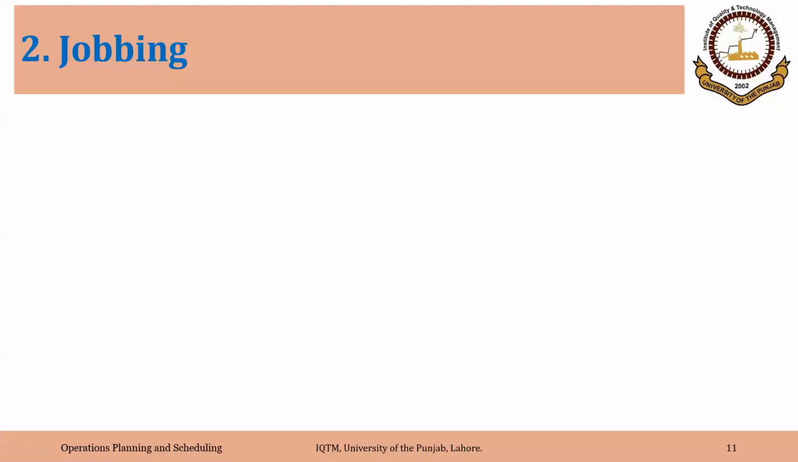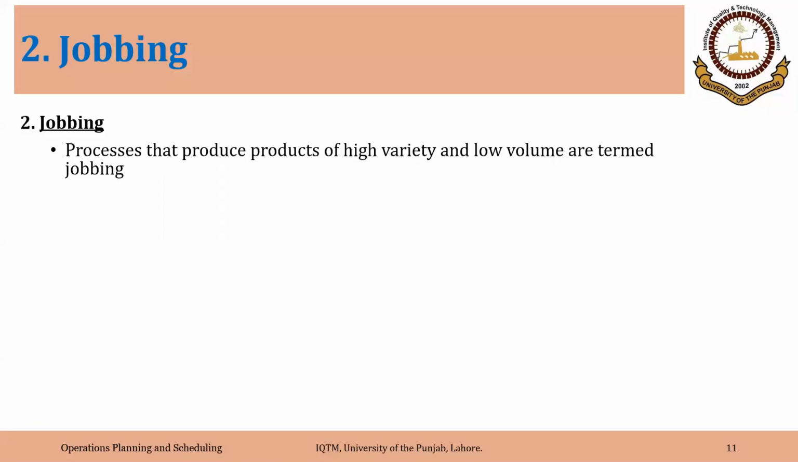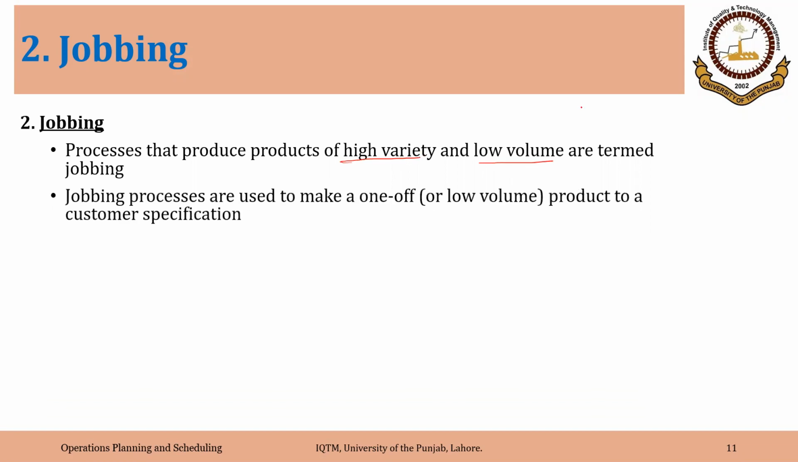Okay, the second type of process based on variety and volume is jobbing. These are the processes that produce products of high variety and low volume, similar to projects, but there are some differences. They can be used to make one-off products, unique products, or products in low volume. And they generally produce to customer specifications, similar to projects.